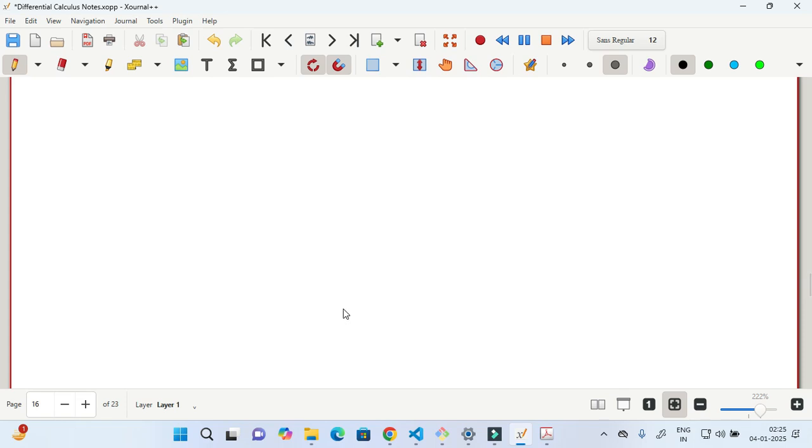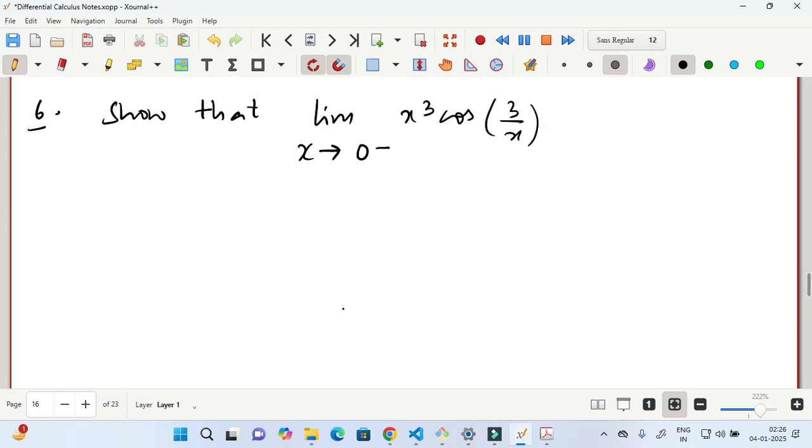Yeah, so the last problem in this video. This problem we have to prove it. Show that limit x tends to 0 minus of x cube cos of 3 by x is equals to 0. So this we have to prove. Okay. First we'll plot a diagram. We'll plot a cos curve. Okay.